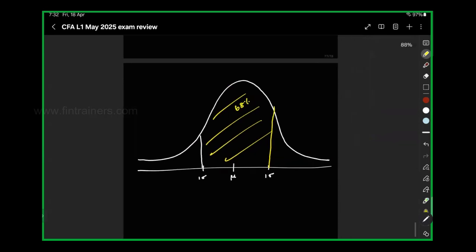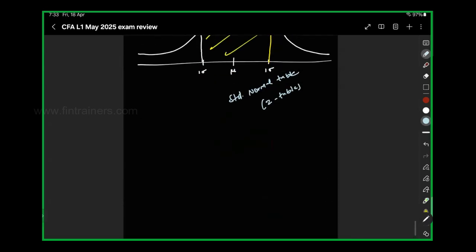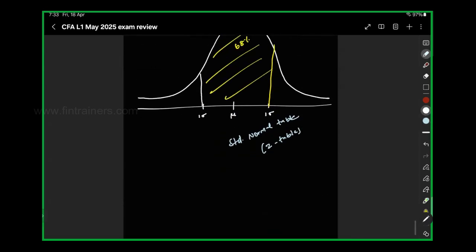Now, how do we do this? We use the standard normal table to get the areas. A standard normal table, or Z table, is a special type of normal distribution called the standard normal distribution. So these are the values for a standard normal distribution.